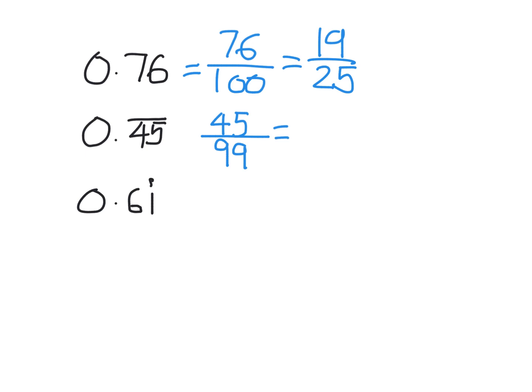Once again, this can be simplified. 45 and 99 are divisible by 9. 45 divided by 9 is 5. 99 divided by 9 is 11. 5 over 11 is my final answer.